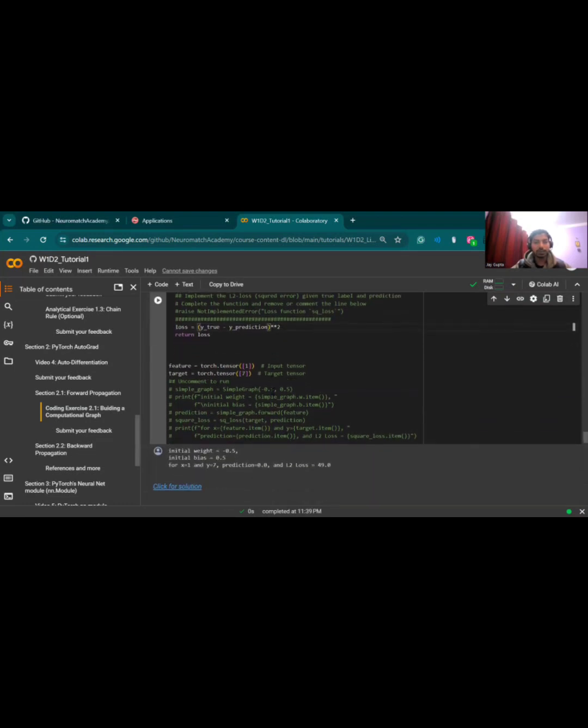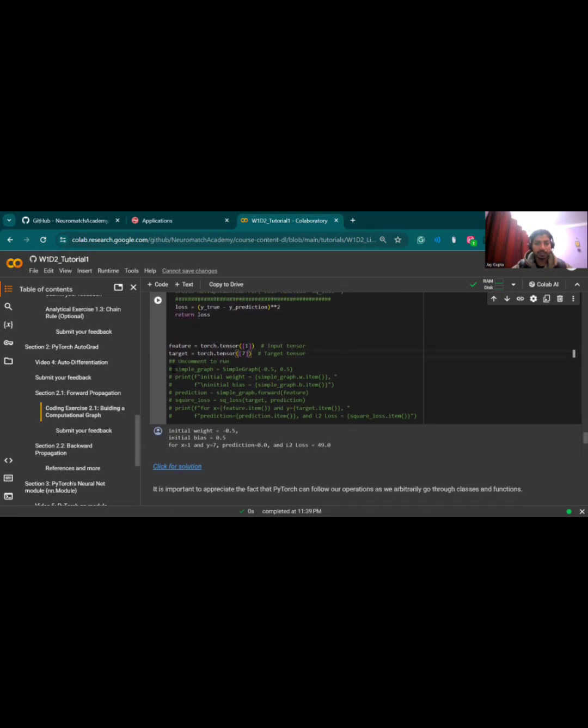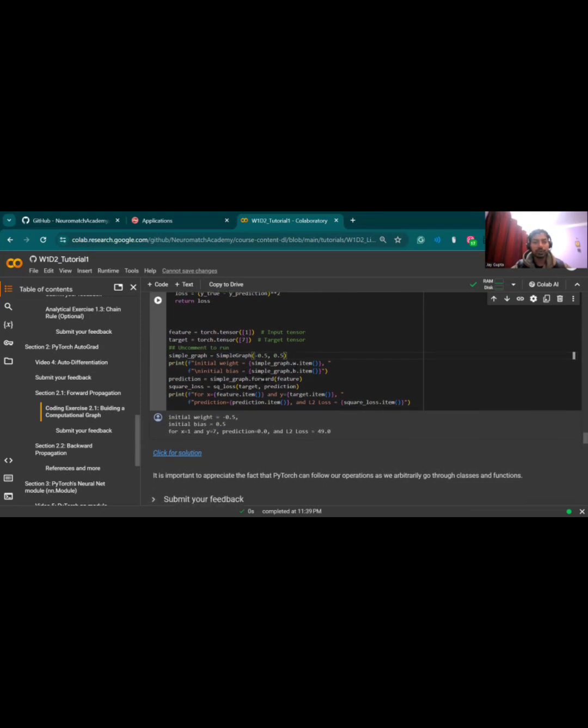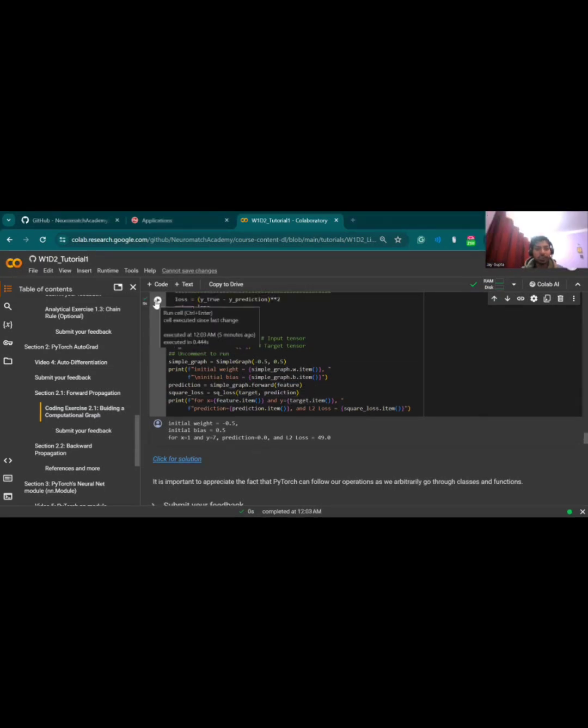Next, we have given our feature as tensor 1 and target as tensor 7. Okay. Next, we will uncomment this part and run. In this section, we're creating an object of our class SimpleGraph and passing two values, weight as minus 0.5 and bias as 0.5. Next, we are calling the forward function by passing the input feature. And next, we're calling the squared loss function by passing target and prediction. Now let's run this code and see the output.